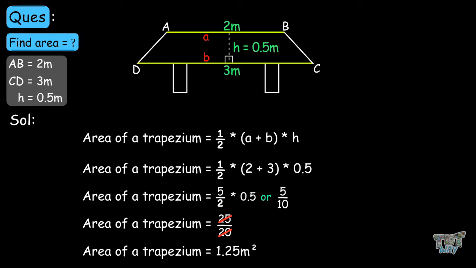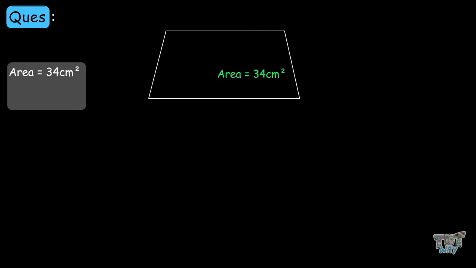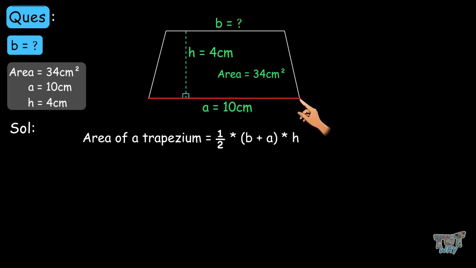Here we have another question. It is again a trapezium. Area is 34 centimeters squared, and we have to find out one of the parallel sides. The other is 10 centimeters long, and the height is 4 centimeters. We know the area of the trapezium is half multiplied by b plus a times h. So let's put the values into this formula. A is 10 centimeters, h is 4 centimeters, and area is 34 centimeters squared. Therefore, 34 equals half times b plus 10 times 4.